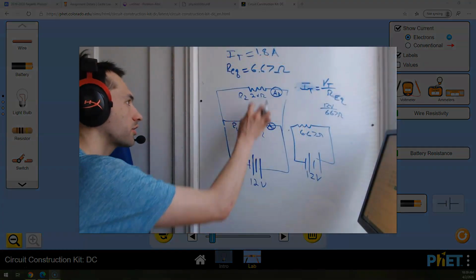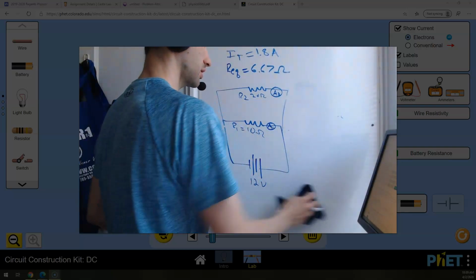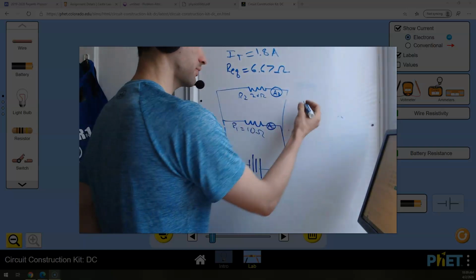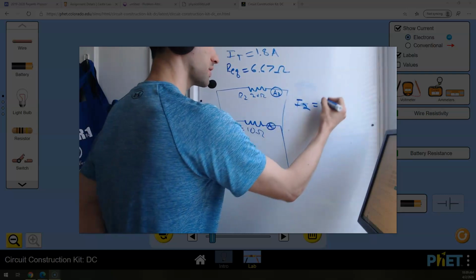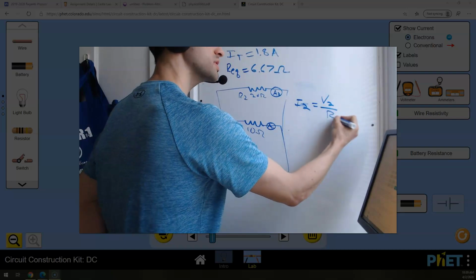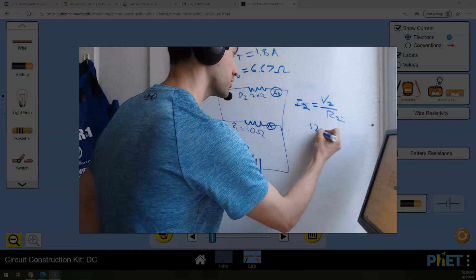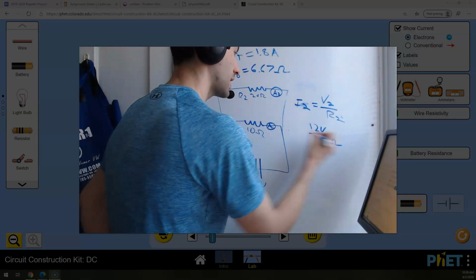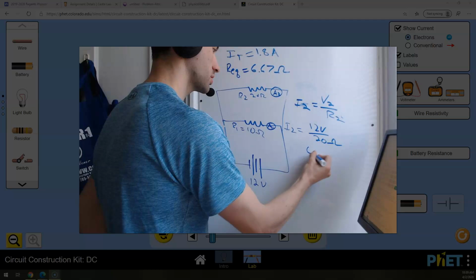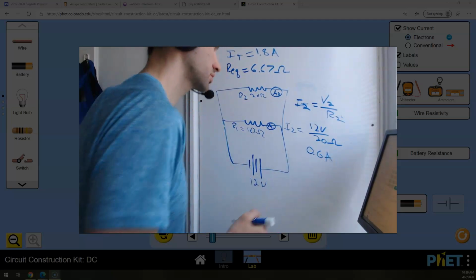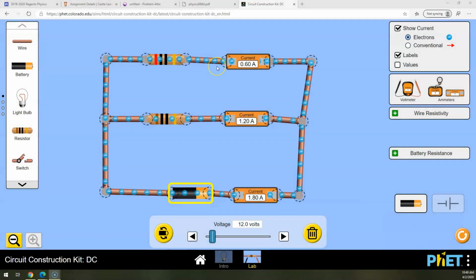What if I wanted to know the current through either one of these? I'm not going to do both. I don't have to do both to show how this works. Again, I just pick which one I want to know the current for. Maybe I want to know the current for this resistor. I will use the voltage on that resistor and the resistance of that resistor. And the voltage on both of these must be 12 volts. They both get all 12 volts. So 12 volts divided by 20 ohms is I2. So 0.6 amps for I2. And we know that's right already. 0.6 amps.